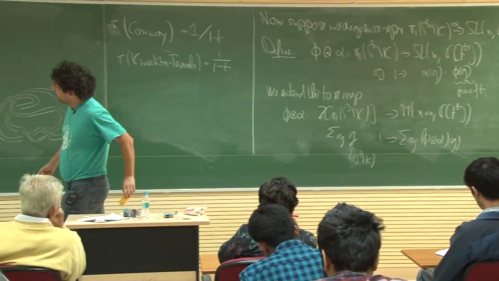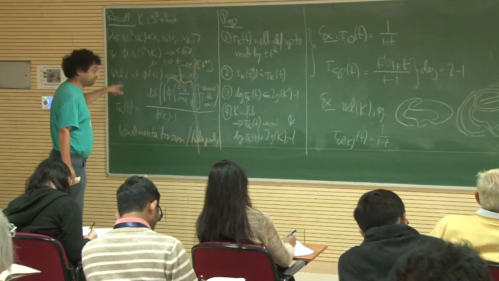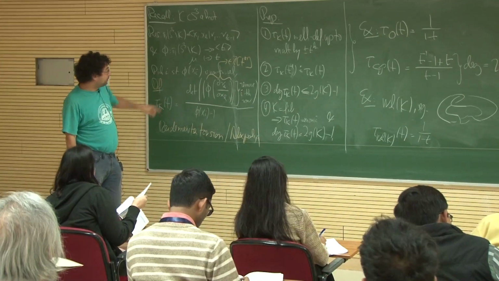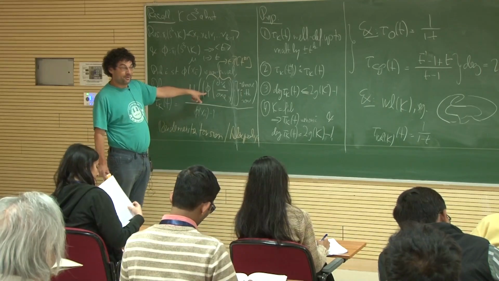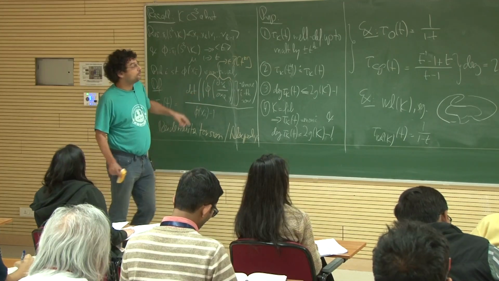Okay, and now what we do is we just take that definition here of an invariant, and we just replace the phi by a phi tensor alpha.